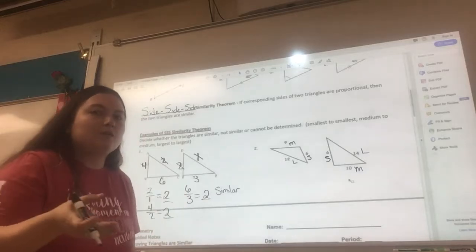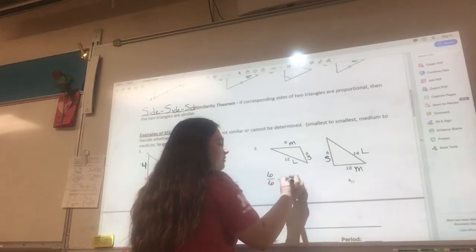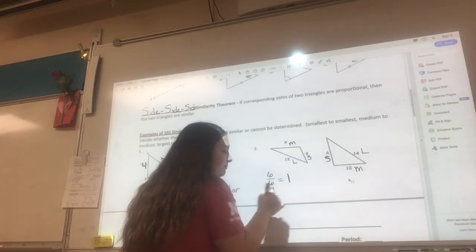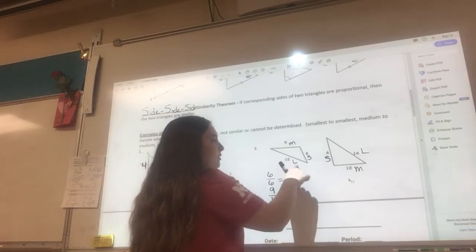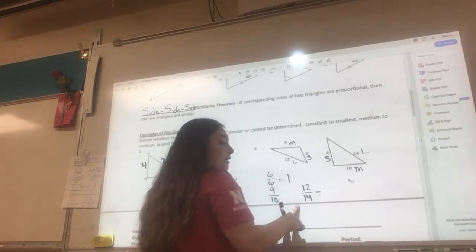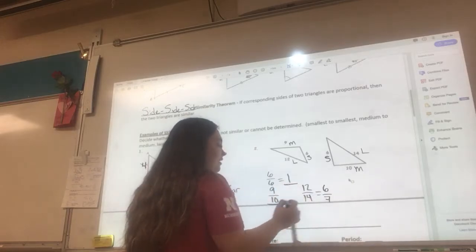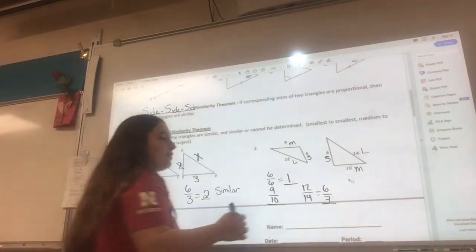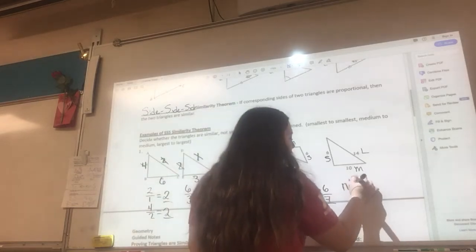So now I just need to put them into proportions. I'm going to go small to small, which is 6 over 6, and we're going to see that simplifies down to 1. Medium to medium, I have 9 over 10. That can't be simplified, so that's looking interesting. Those are already different. And then we're going to go large to large, where we have 12 over 14. When we simplify it, they're both even, so we're going to divide by 2 and see that this is 6 over 7. Are 1, 9 over 10, and 6 over 7 the same? Nope, they are not. So therefore, there is no scale factor, and they are not proportional. Therefore, it is not similar.